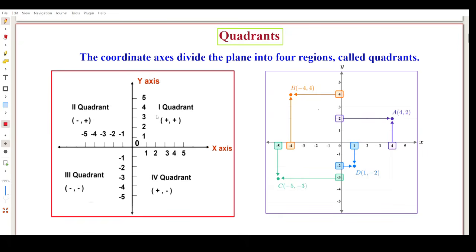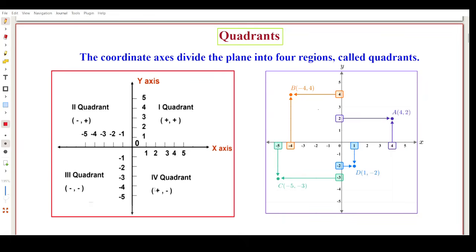Here, the first quadrant has the signs plus comma plus. In the second quadrant, minus comma plus. The third quadrant, minus minus. The fourth quadrant, plus minus. Keep remembering all these signs for the quadrants. The plane is divided into 4 equal quadrants. In the first quadrant, the x-coordinate and y-coordinate are both plus, plus comma plus. Second quadrant, minus plus. Third quadrant, minus minus. Fourth quadrant, plus minus.